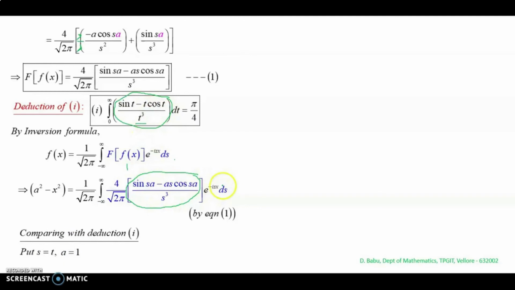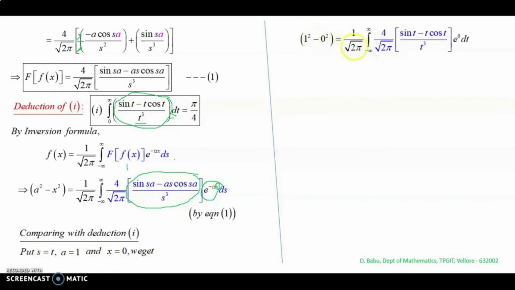Here one extra term is e power minus isx. Here it is absent, therefore we have to make this term 1. Therefore we substitute x equal to 0. When x equal to 0, anything power 0 is 1. So substitute a equal to 1 and x equal to 0. We get 1 square minus 0 square equal to 1 by square root of 2 pi integration from minus infinity to plus infinity, 4 divided by square root of 2 pi, sin t minus t cos t divided by t cube, e power 0, dt.